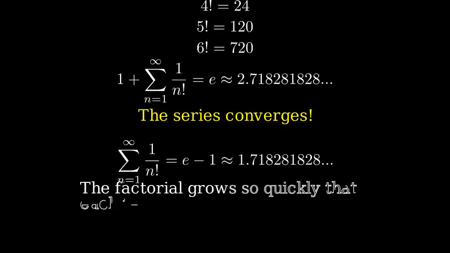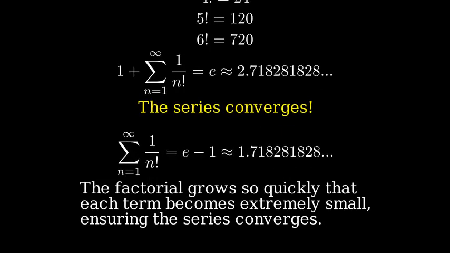1.718281828. This convergence makes sense intuitively because the factorial in the denominator grows so quickly that each term becomes extremely small very rapidly, ensuring that the sum approaches a finite limit.